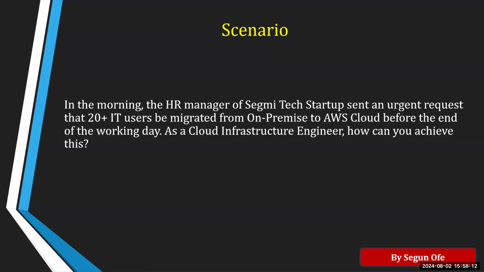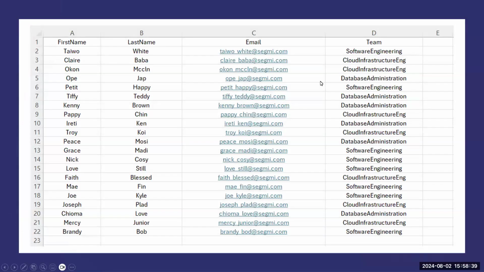So think of this scenario where the HR manager of this tech startup sent an urgent request that over 20 IT users be migrated from on-premise to AWS Cloud. And the manager wants this to be done before the end of the working day. As a cloud specialist, how can you achieve this? Now, this data was given to us. It contains the first and the last name of the IT users, their email addresses, and their respective teams.